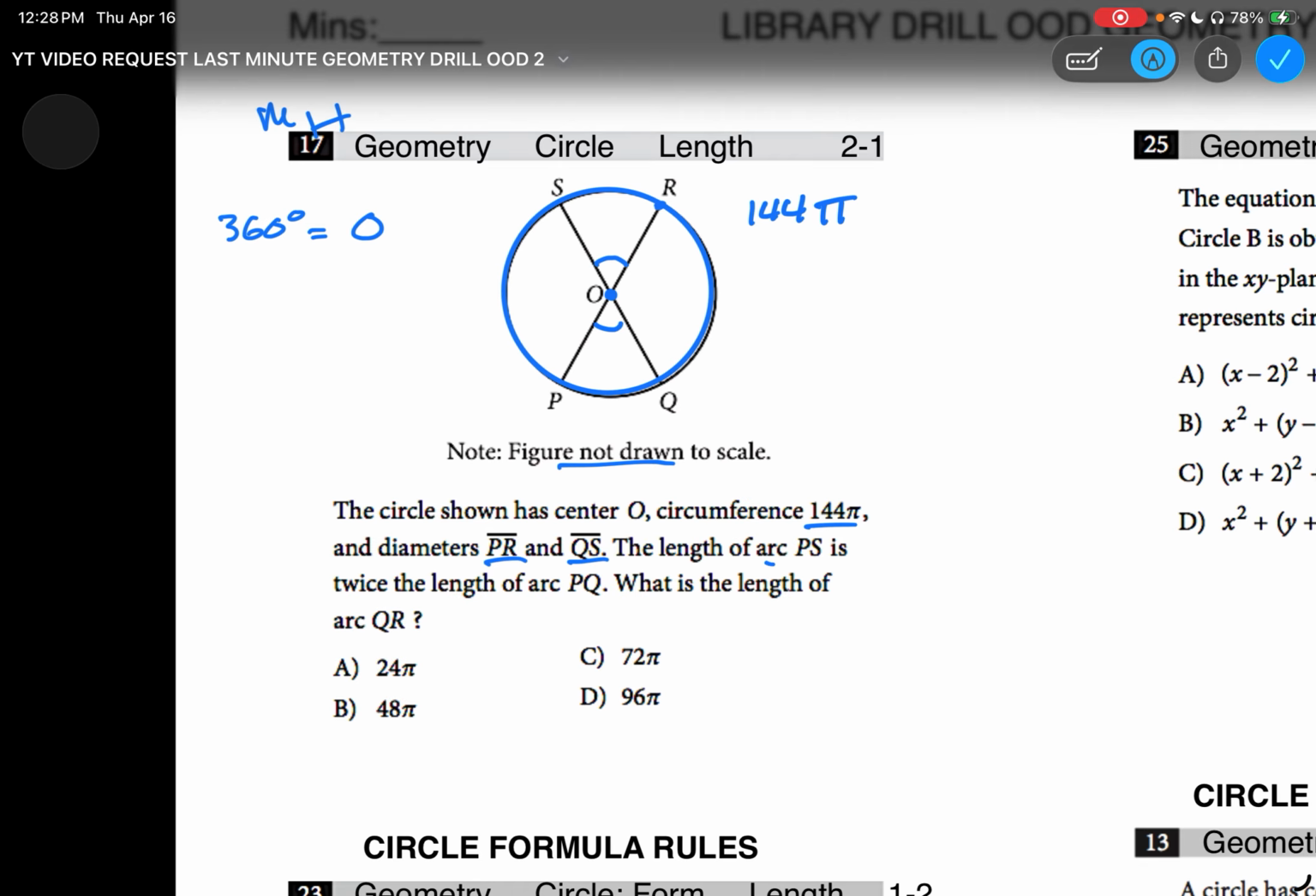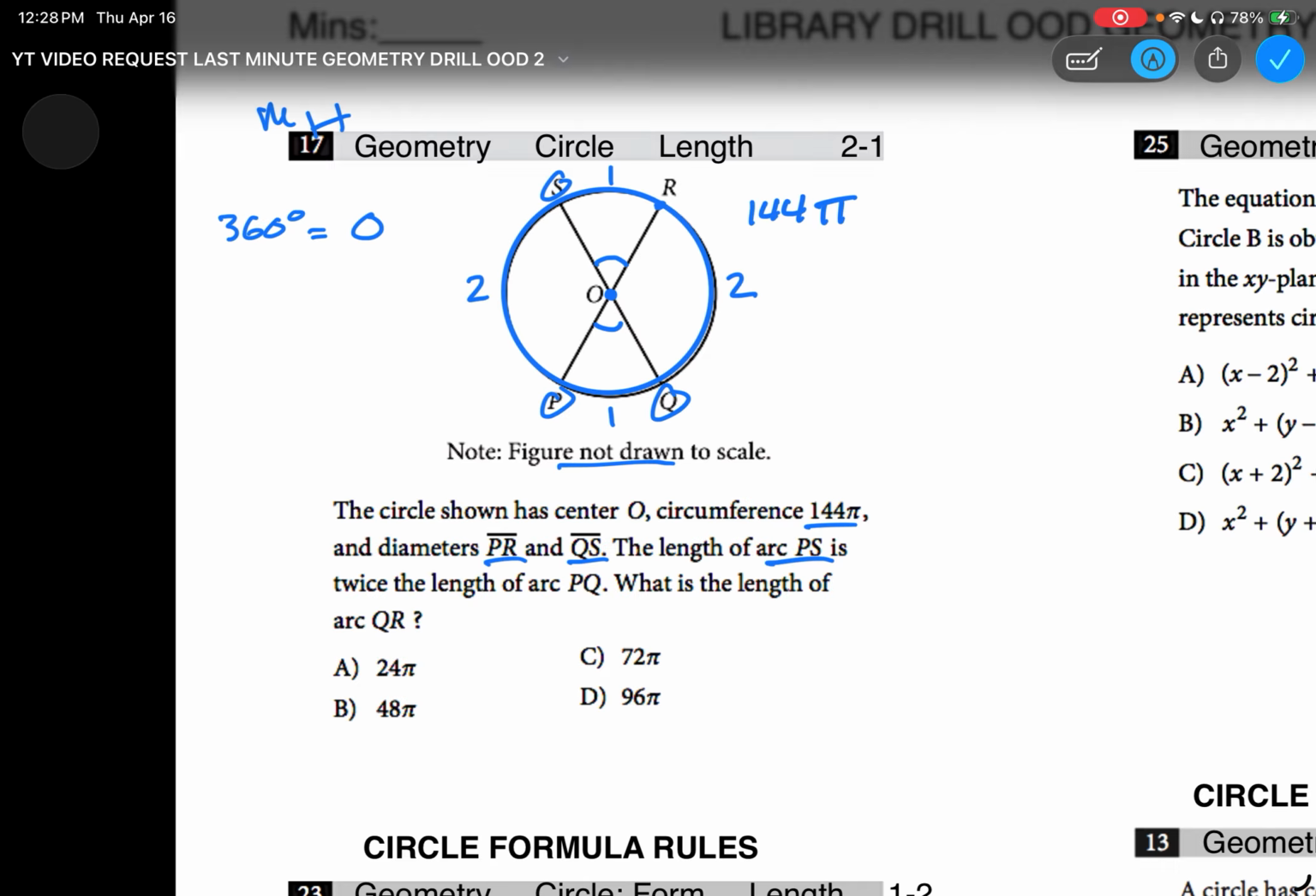Now, the length of arc PS. Arc PS is this guy here to here, that arc is twice the length of arc PQ, P and Q. So it says that that is a 2-to-1 ratio, which means if we have vertical angles, the opposite of 2, that would also be a 2-to-1 measurement for the length measurements to these guys, including the angles. You guys got that? All right.